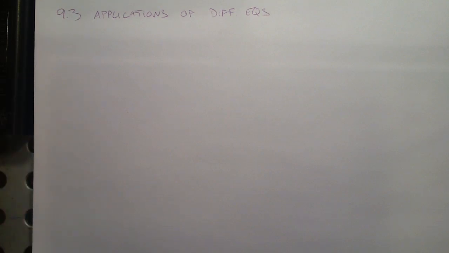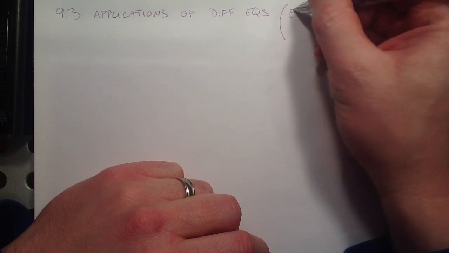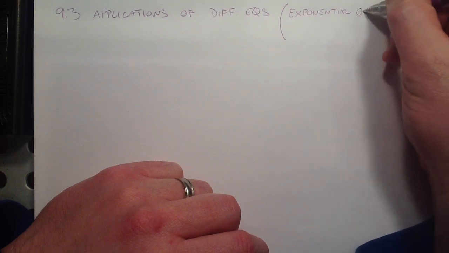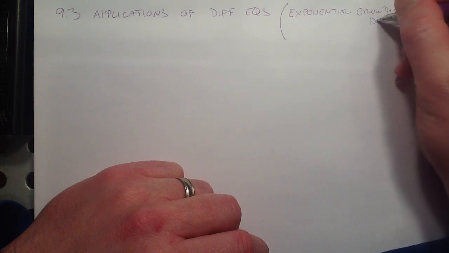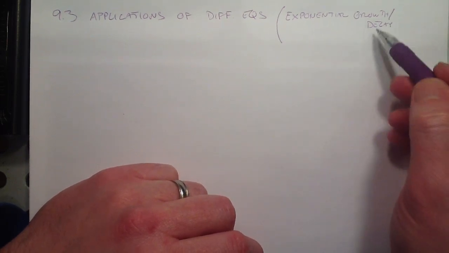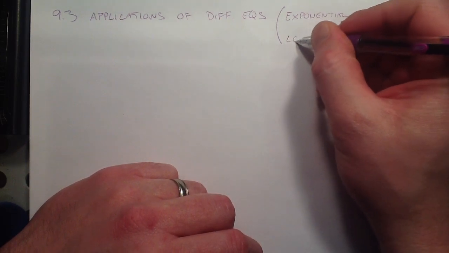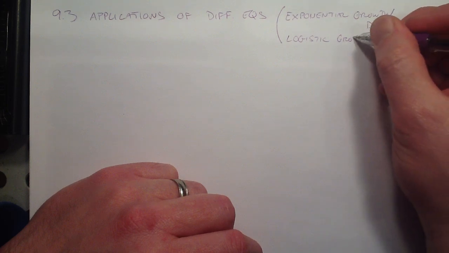Hello again. This is notes for section 9.3, applications of differential equations. And those applications that we're interested in particular are the applications of exponential growth and decay. Only difference between those two is just having a positive or negative percent increase, decrease, and logistic growth. There's kind of logistic decay too, but we're not going to talk about that.